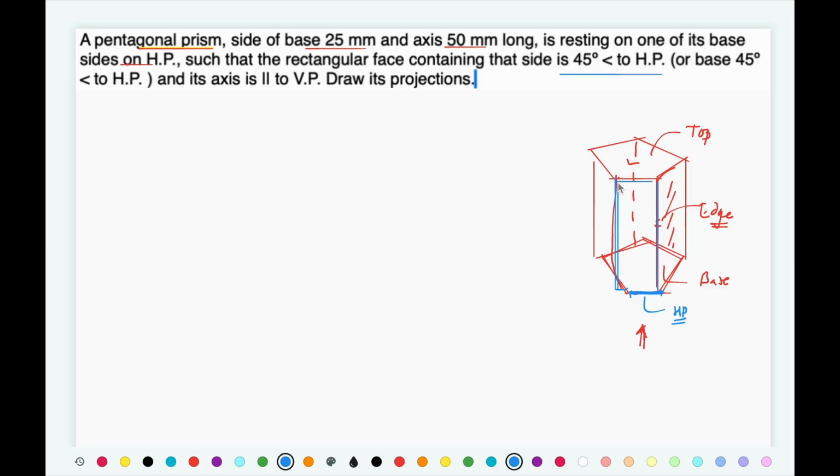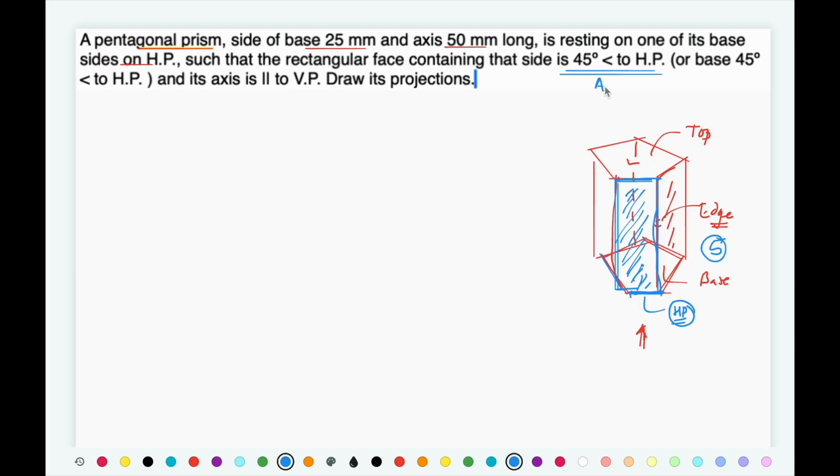So obviously one of the base edges and one of the top edges are going to be connected together, forming a rectangular face. This is a pentagonal prism, so it has got 5 such rectangular faces surrounding that solid, and the edge which is in HP, a rectangular face containing that edge, I have highlighted with the blue shade. This face is inclined at 45-degree to HP.